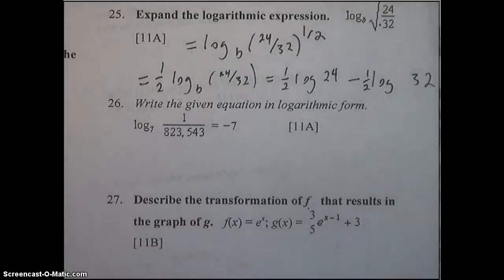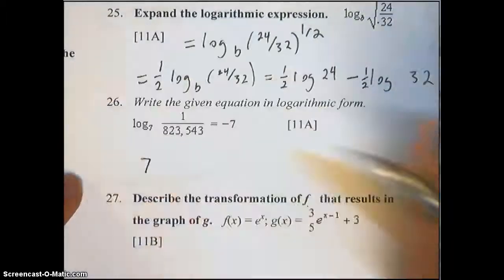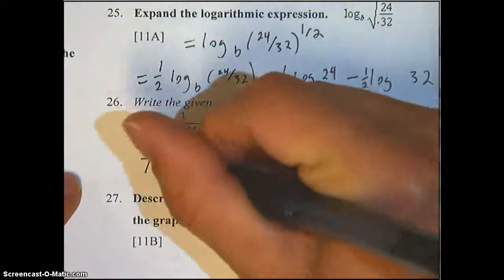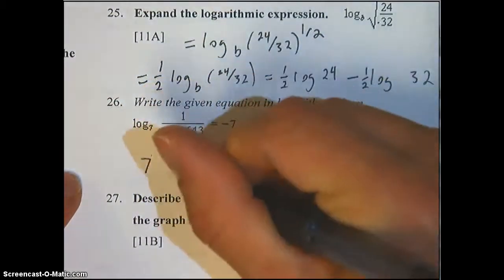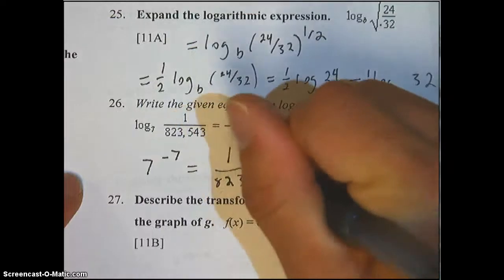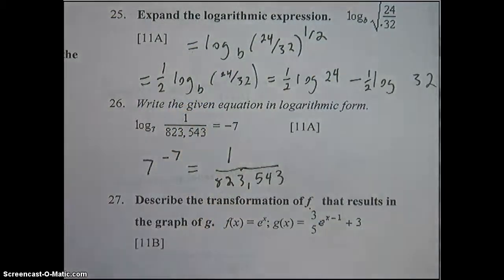Looks like it's already in logarithmic form, so I assume that means we need to write it in exponential form. So we'll do that by starting with the base, which is 7, to the -7 power equals 1 over 823,543. And that's writing it in exponential form. It says logarithmic, but I assume it means to write it in exponential form.